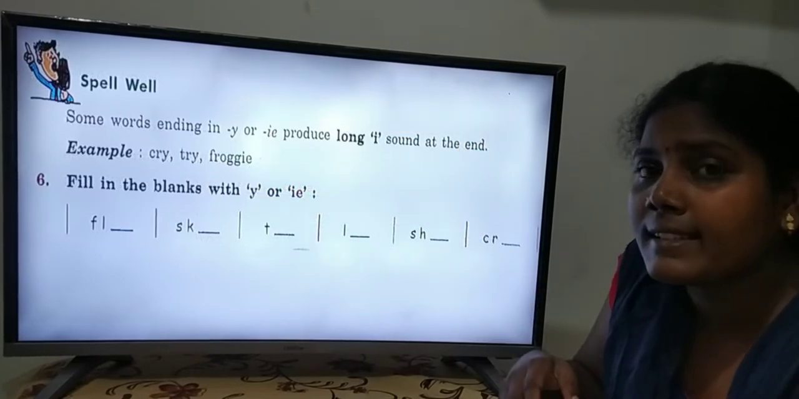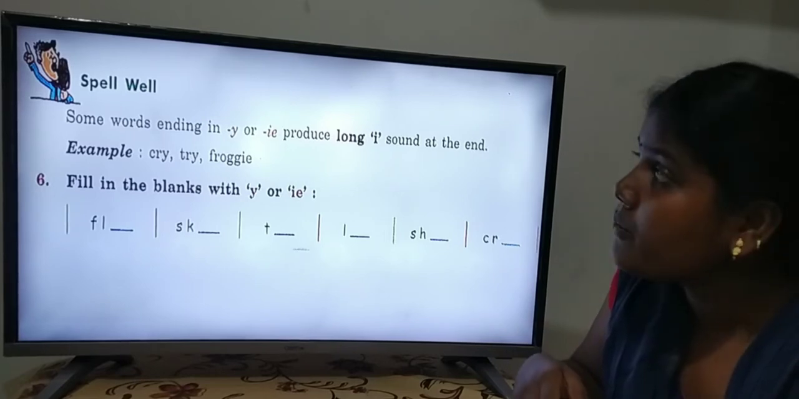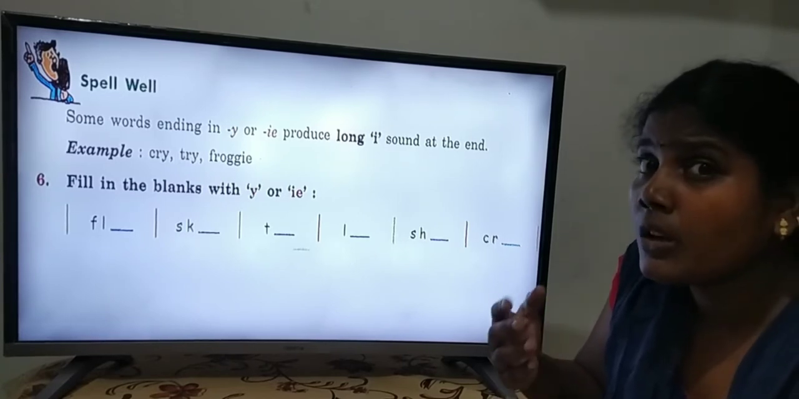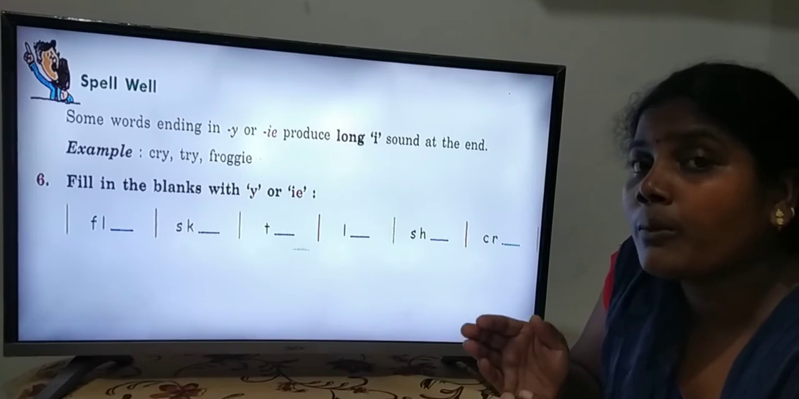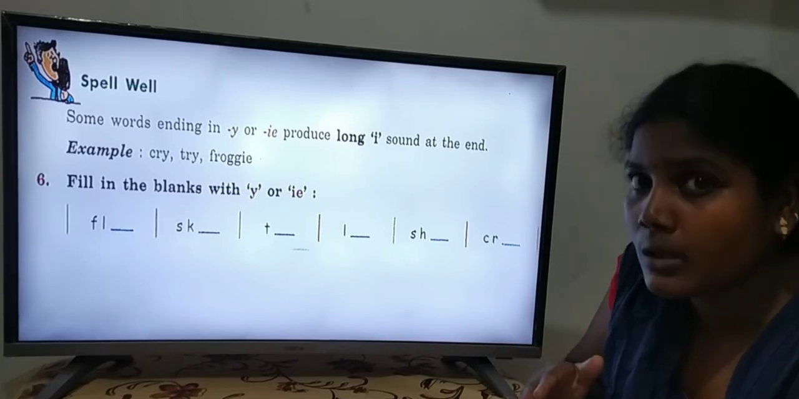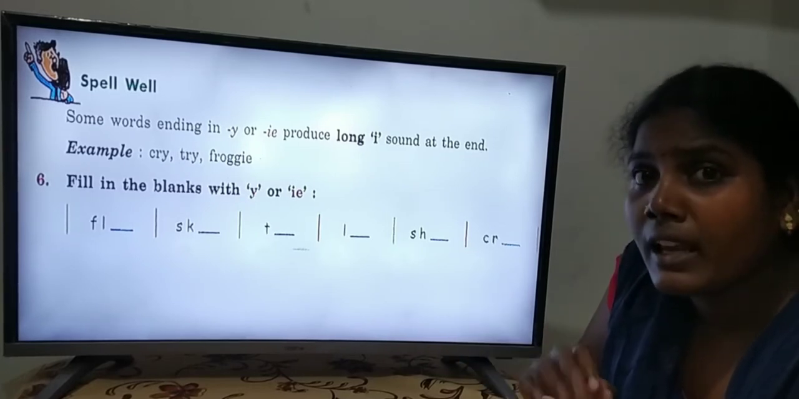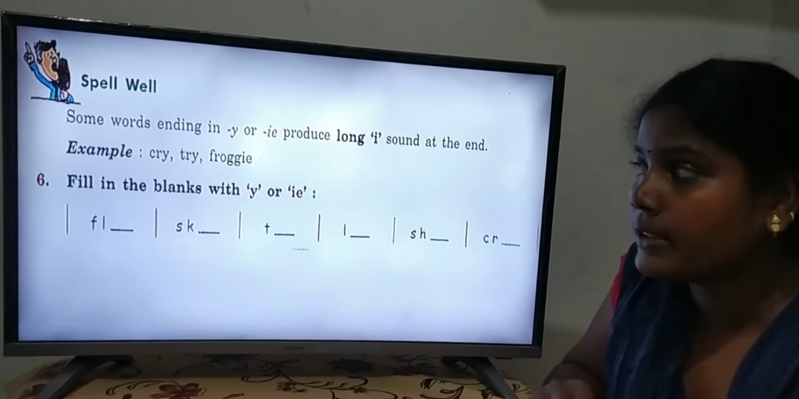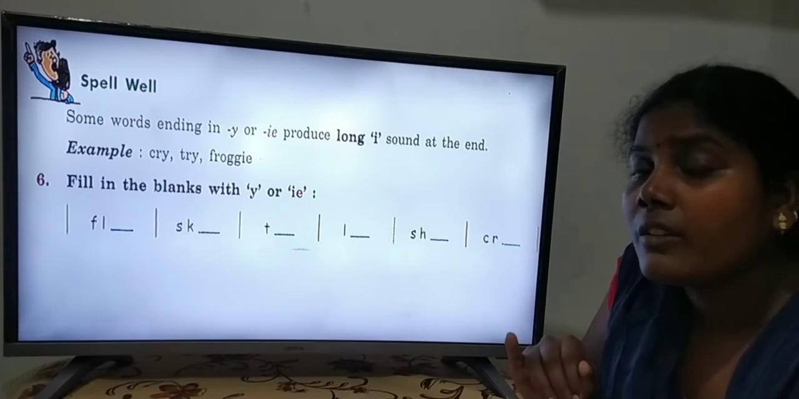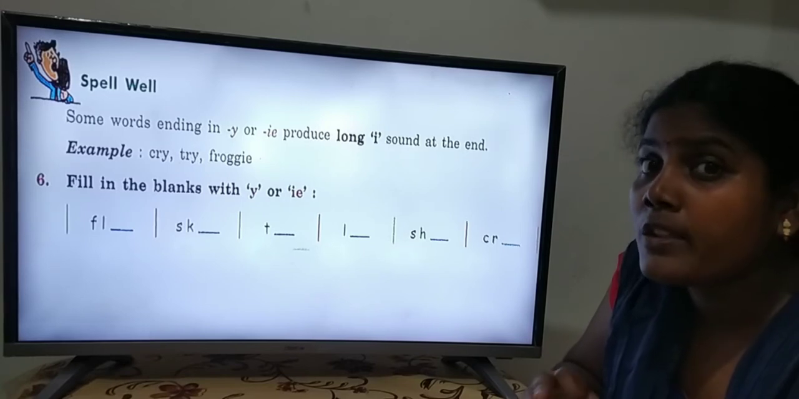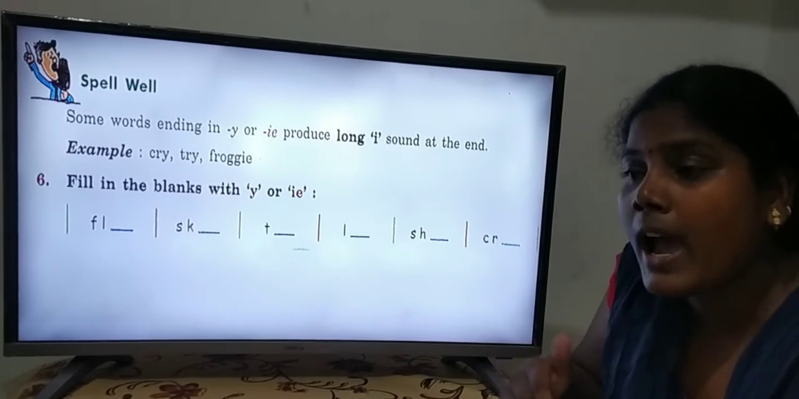Okay, so next exercise, spell well. Some words ending in y or ie produce a long I sound at the end. So some words are ending with y or ie. Those words are giving a long I sound. So they are given 3 example words. First one is cry, try, froggy. So cry is ending with y, try also ending with y, and froggy with ie. So these 3 words are giving a long I sound.